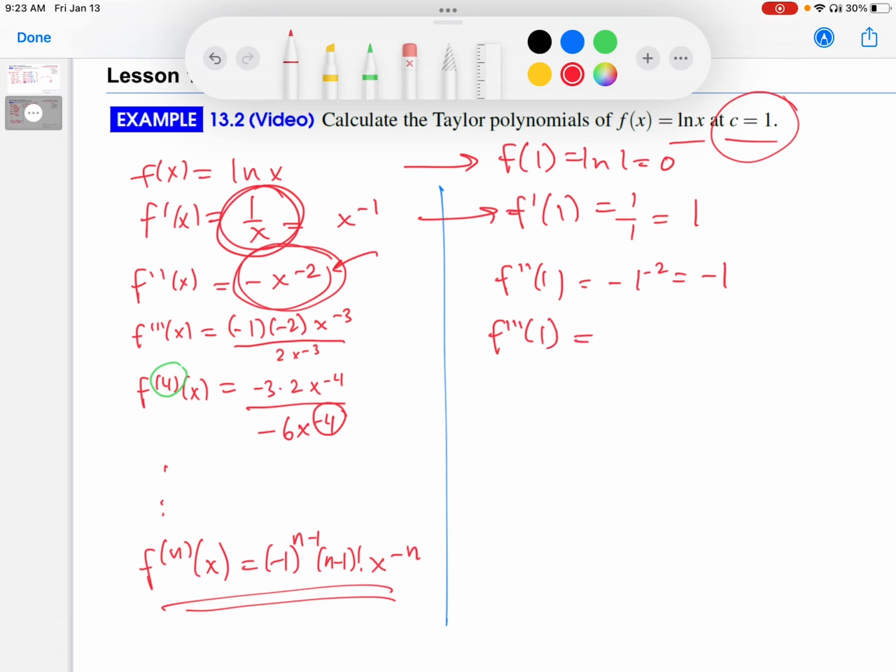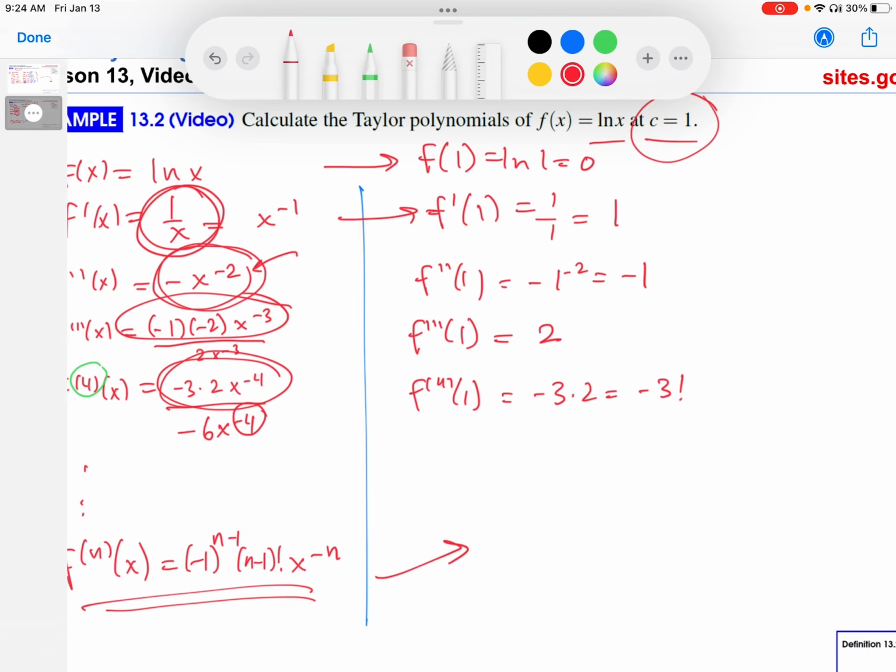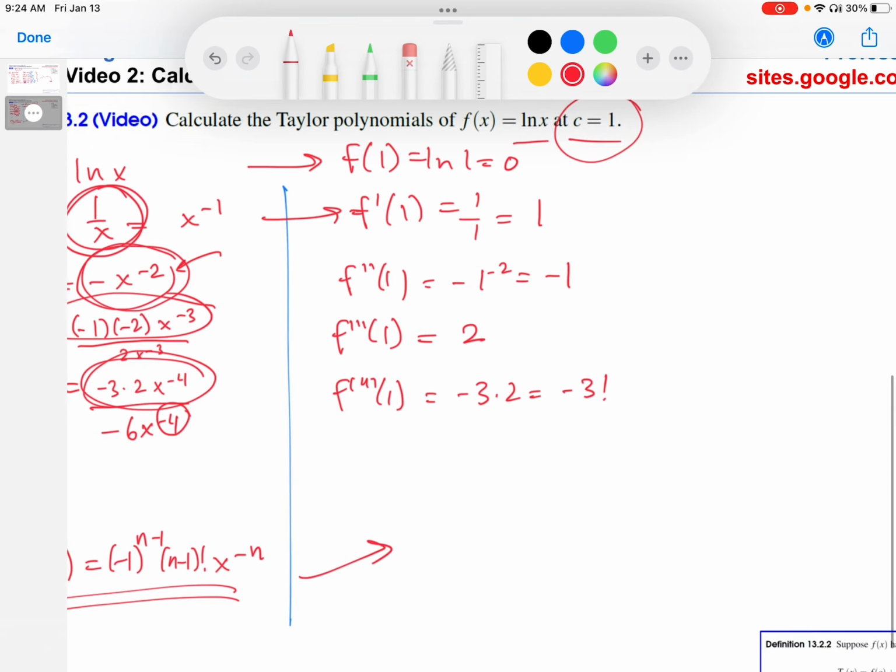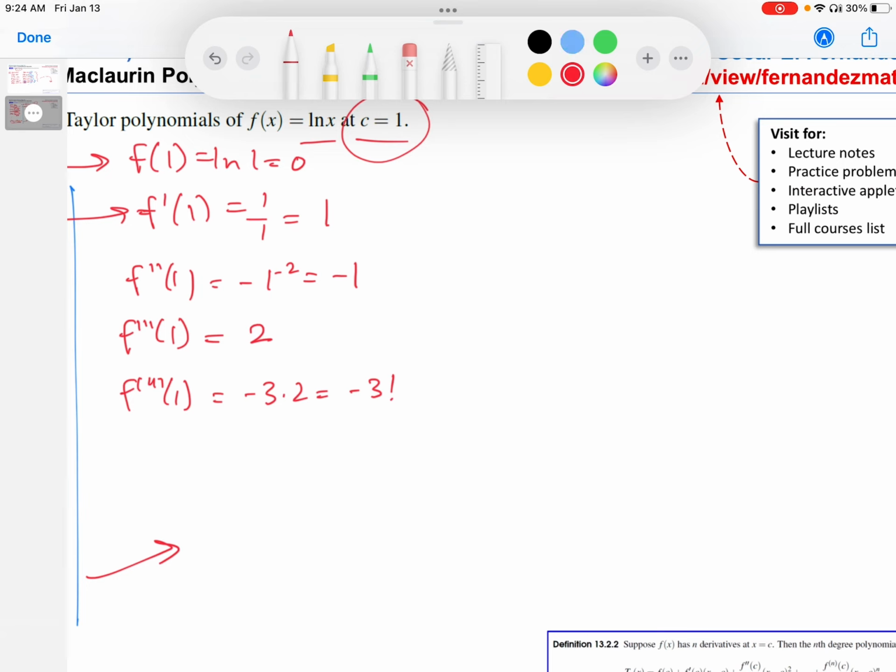So here's where we get, I'm looking over here. Here's where we get a 2, right? And then a fourth derivative evaluated at 1. I'm looking over here. We get a -3 times 2, -3 factorial. Okay, so now we have enough information that we can go back along with this, which is going to help us out with the nth term, and start writing out the Taylor polynomial.